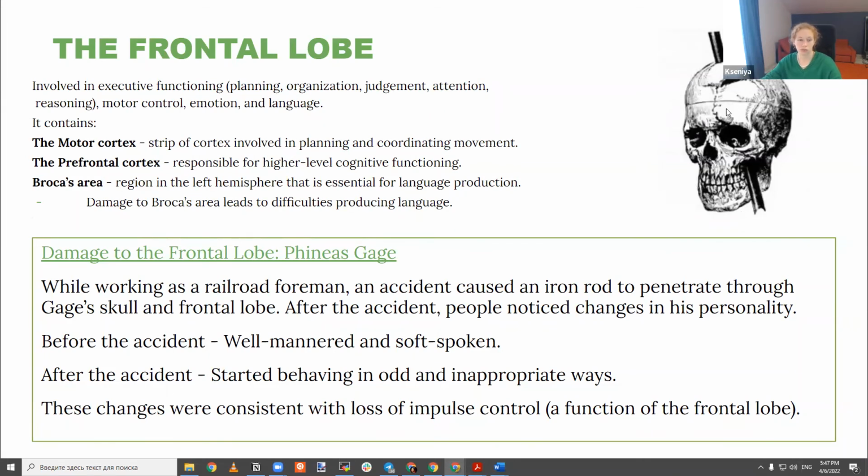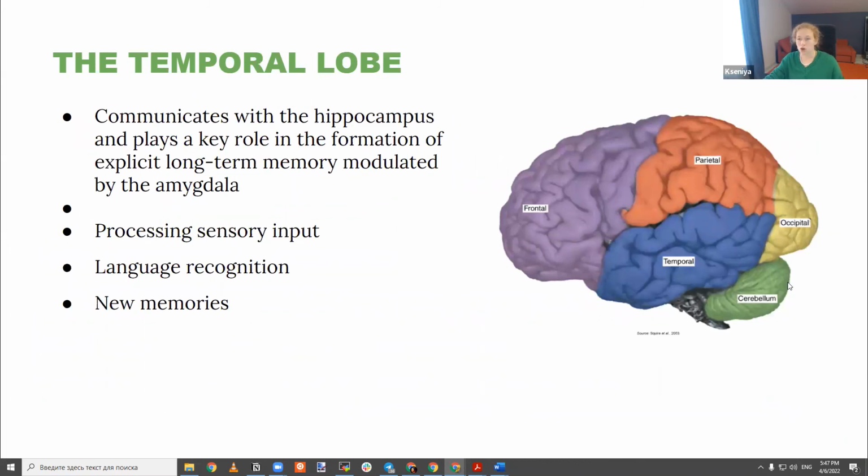And so everyone understood that one of the main functions of the prefrontal cortex is connected with self-control, with some executive functions, and with the personality. As if the personality of Phineas Gage changed, so totally changed. The temporal lobe is posterior to the frontal lobe and inferior to the parietal lobe.